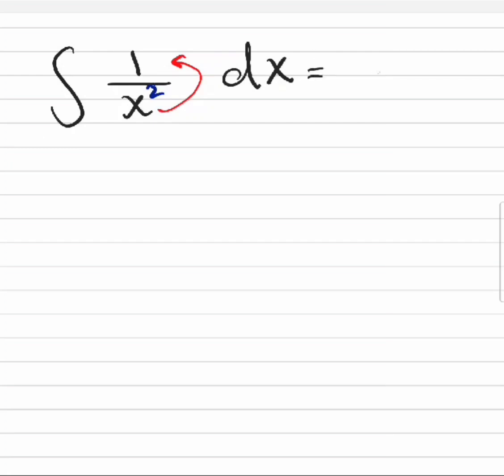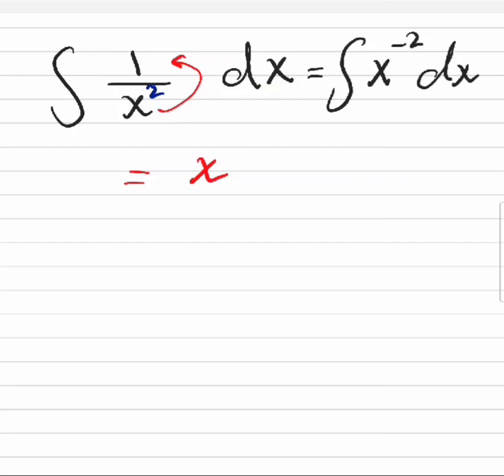What about this one? What's the antiderivative of 1 over x squared dx? How can we integrate this function? For fractions like this, you want to rewrite it. If you move the x variable from the bottom to the top, the exponent is going to change sign. It's going to change from positive 2 to negative 2. And now you can use the power rule.